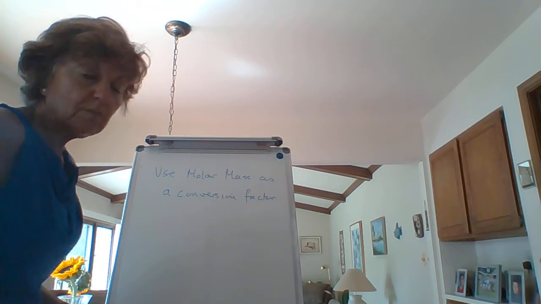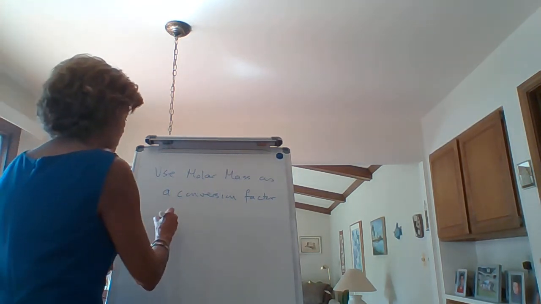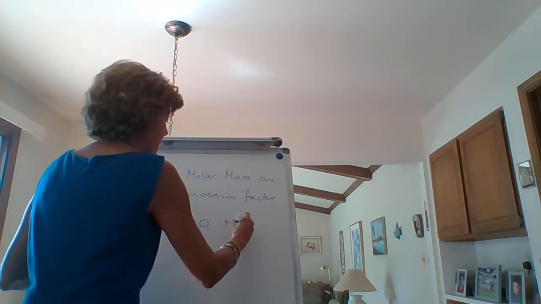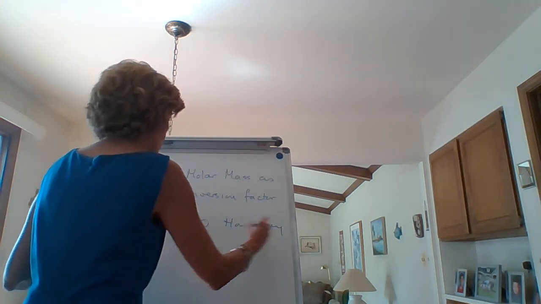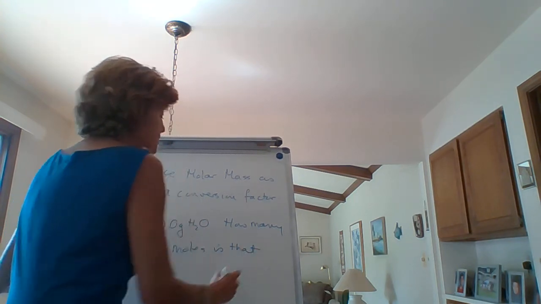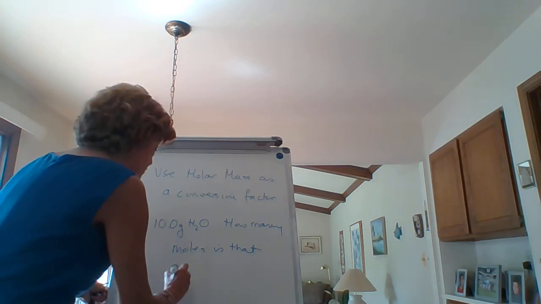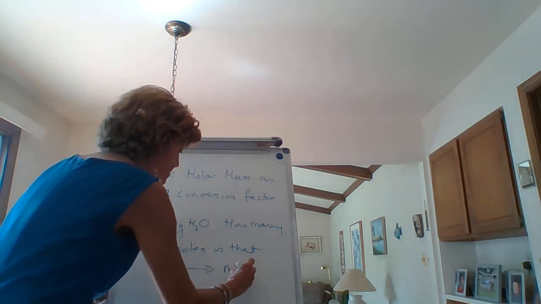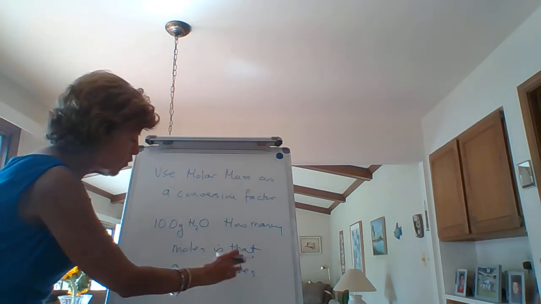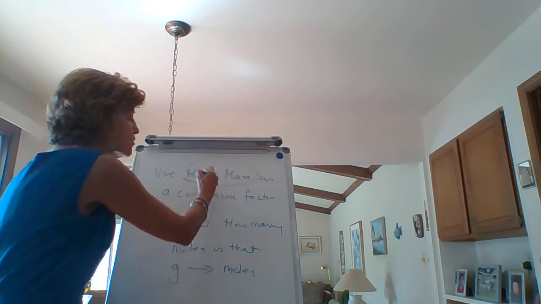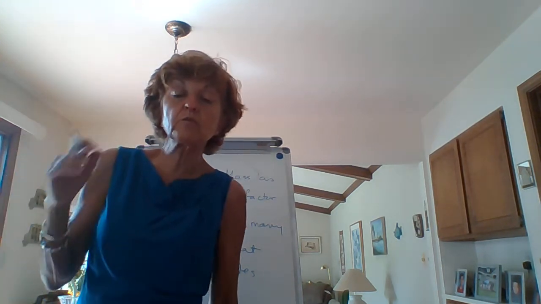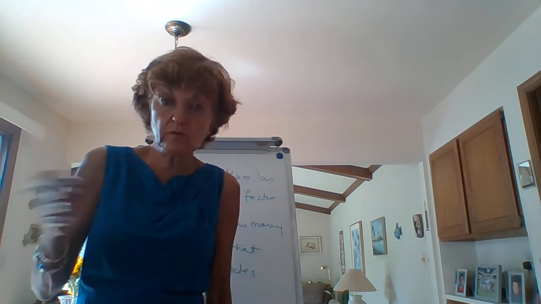So let me show you what I mean by that. Let's say you've got 10 grams of water, and you want to know how many moles is that. Okay, so what you want to do is you want to convert between grams and moles. In order to convert between mass and moles, or moles and mass, you need molar mass. You don't need Avogadro's number. Avogadro's number is only used to convert between particles and moles.